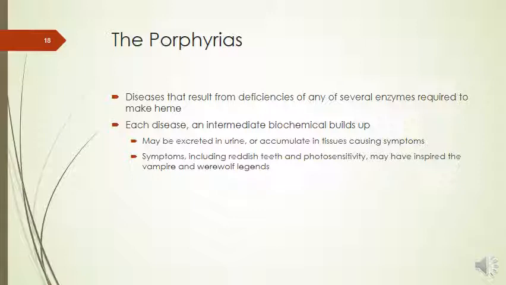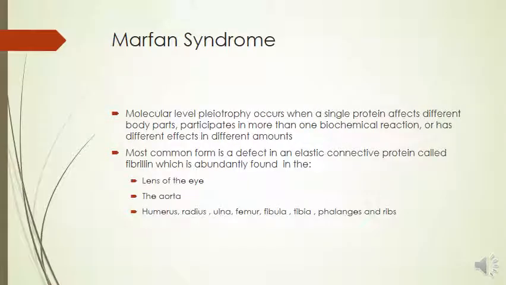and when they do this, they cause various symptoms. Some of these symptoms include reddish teeth and photosensitivity, and this is possibly where we got the vampire and werewolf legends. On a molecular level, pleiotropy occurs when a single protein affects different body parts, or participates in more than one biochemical reaction, or has different effects in different amounts.